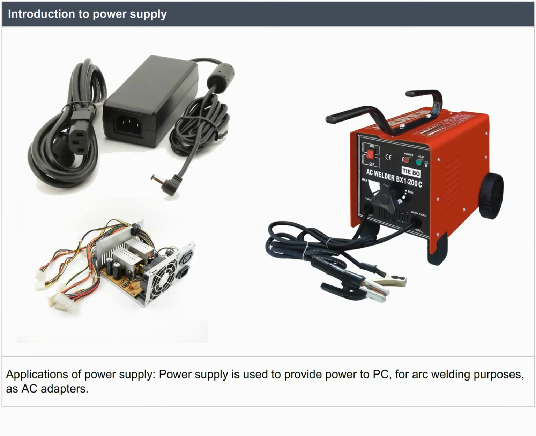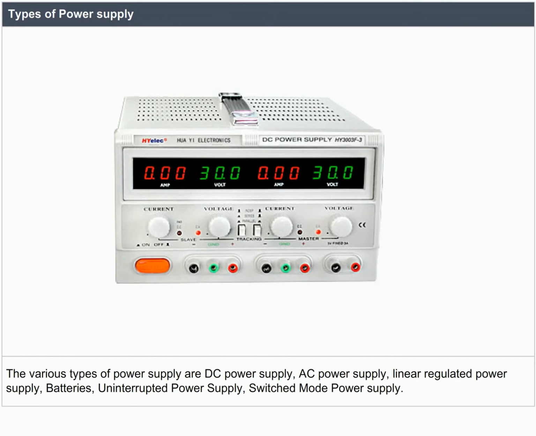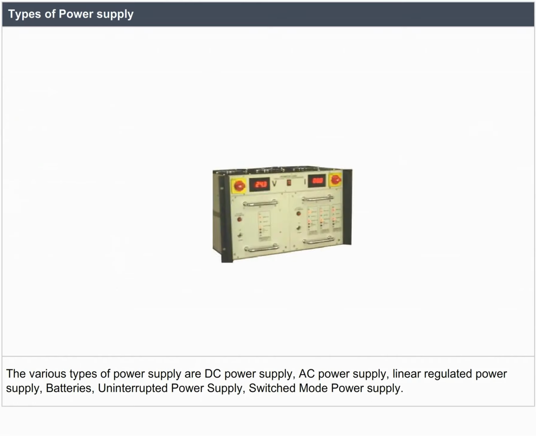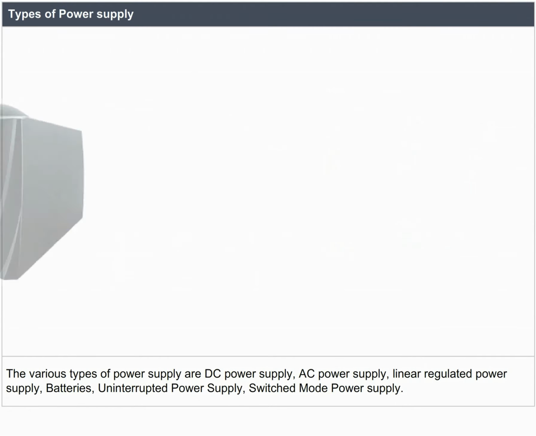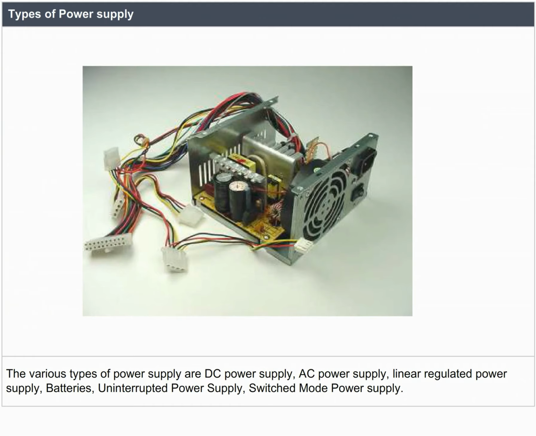Applications of power supply. Power supply is used to provide power to PC, for arc welding purposes, and as AC adapters. Types of power supply. The various types of power supply are DC power supply, AC power supply, linear regulated power supply, batteries, uninterrupted power supply, switched mode power supply.